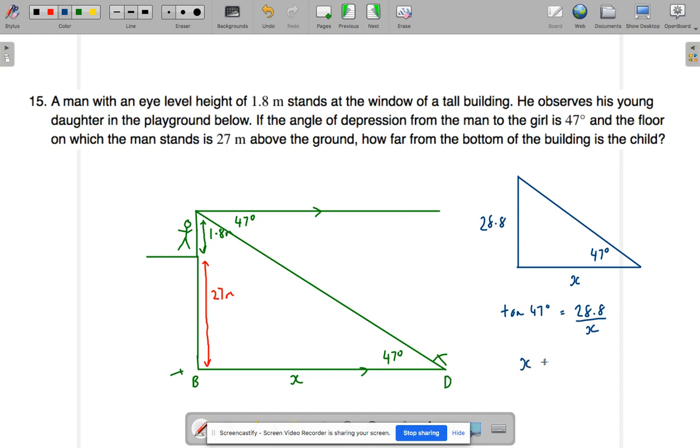X equals 28.8 over tan 47 degrees. There we go. So now on the calculator, 28.8 divided by tan 47, we get 26.85 metres.